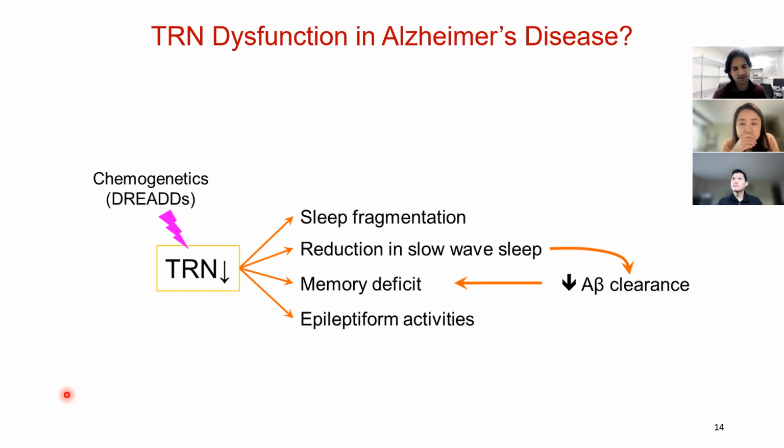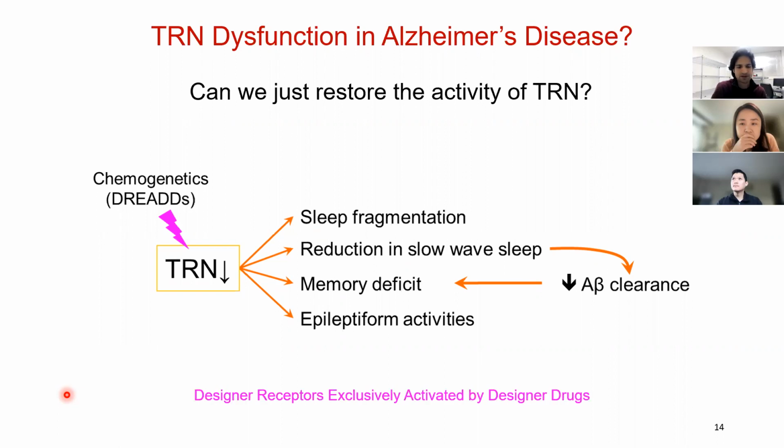So TRN exhibited a decrease in activity. The one way we could restore the activity in TRN was using the chemogenetic method. You may know that DREADDs are basically designer receptors exclusively activated by designer drugs. So obviously, can we just restore the activity of TRN? And if we can, we will be able to solve all or some of these problems, including sleep fragmentation and reduction in slow wave sleep, which basically leads to decrease in A beta clearance and is ultimately responsible for memory deficit. And also some forms of epileptiform activity.